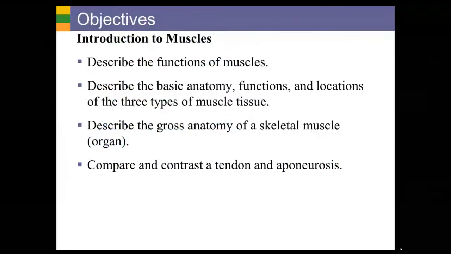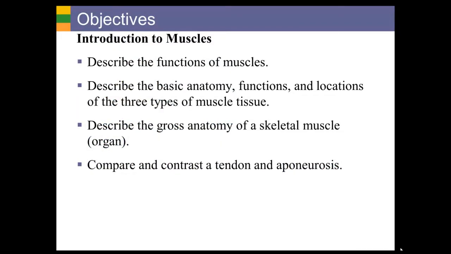Okay, so let's go ahead and get started. I always like to begin with the objectives. We're going to talk first about the functions of muscles. We're going to describe the basic anatomy, functions, and locations of the 3 types of muscle tissue. And then we're going to describe the gross anatomy of a skeletal muscle organ, and compare and contrast a tendon and aponeurosis.